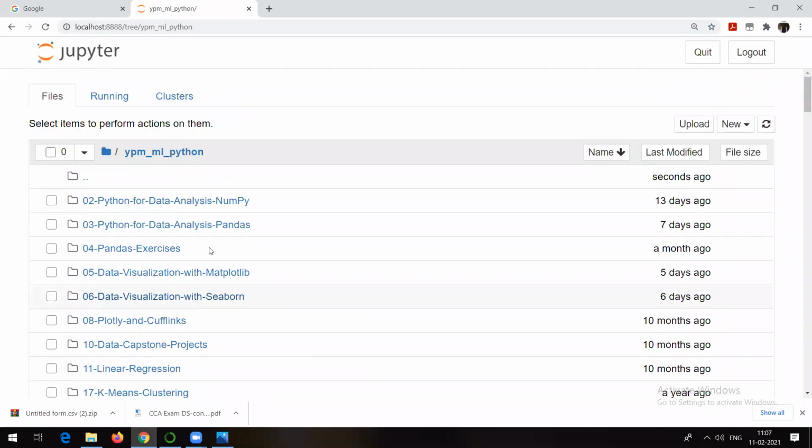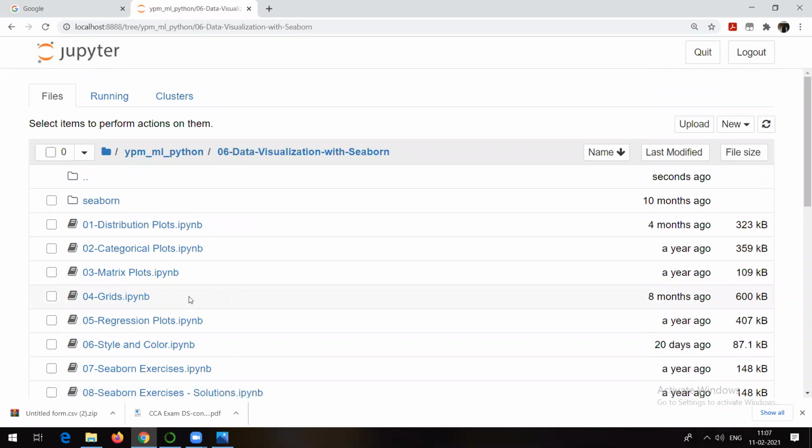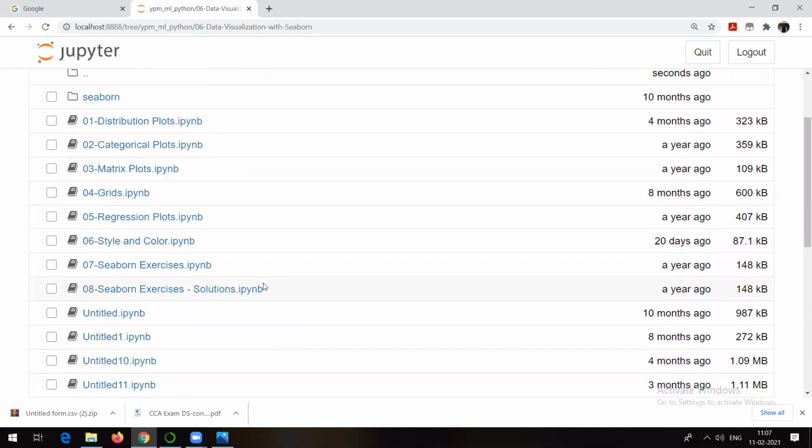Whatever I am trying to show you, NumPy, Pandas, Matplotlib, and now today I am going to discuss Seaborn. So if you have at least tried to see the notes I have shared, you will see that the Seaborn package is divided into six files. And in the seventh one, there is an exercise and the solution of the exercise. So this is more than sufficient.